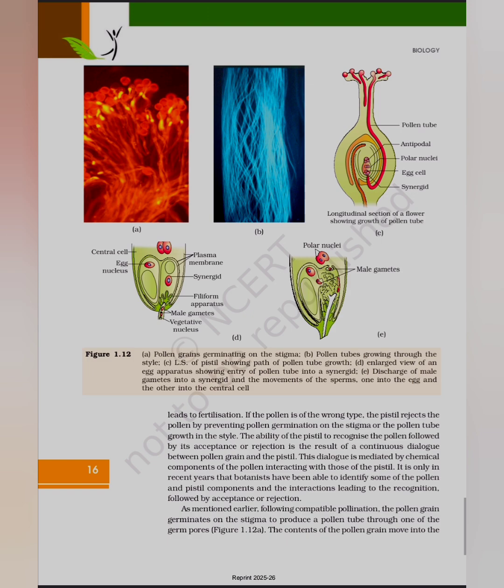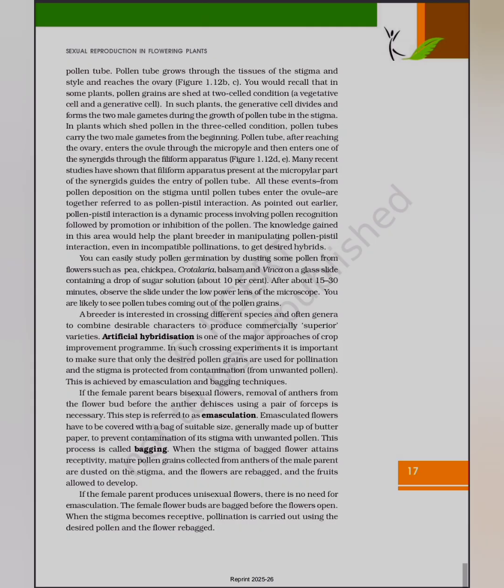The ability of the pistil to recognize the pollen, followed by acceptance or rejection, is the result of a continuous dialogue between the pollen grain and the pistil. This dialogue is mediated by chemical components of the pollen interacting with those of the pistil. It is only in recent years that botanists have been able to identify some of the pollen and pistil components and the interaction leading to recognition followed by acceptance or rejection. As mentioned earlier, following compatible pollination, the pollen grain germinates on the stigma to produce a pollen tube through one of the germ pores. The content of the pollen grain moves into the pollen tube. The pollen tube grows through the tissue of the stigma and style and reaches the ovary.